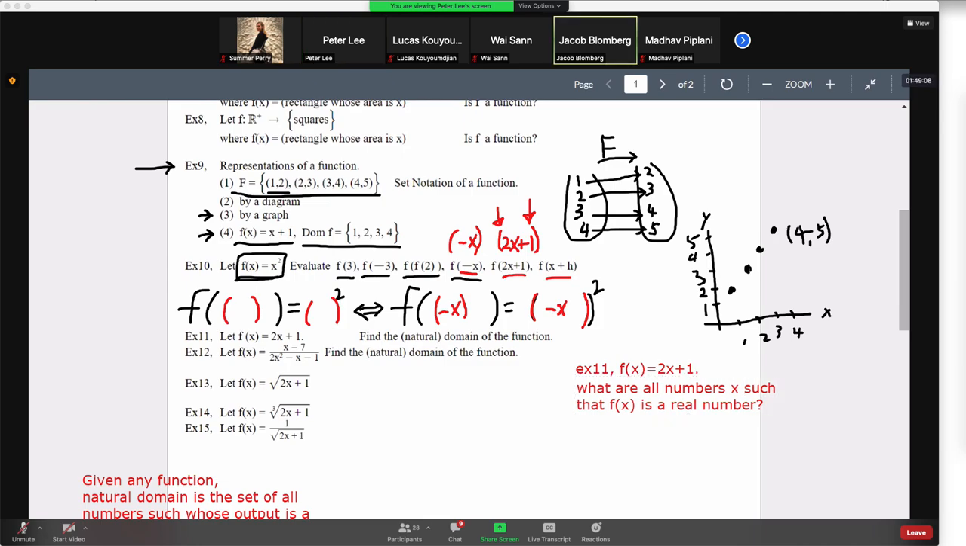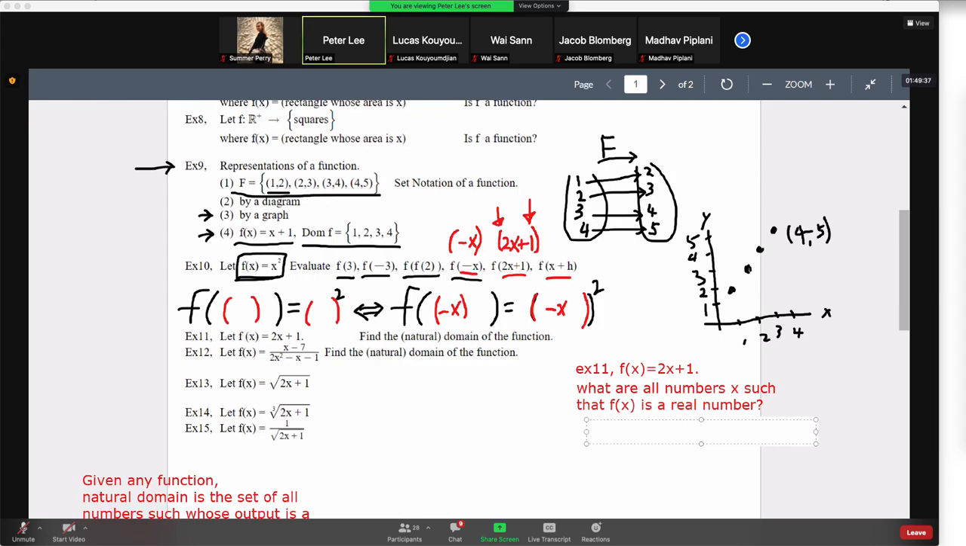1 could be. But now the question is, what are all the numbers? Not just one number. Yes, 1 is part of the natural domain. But can it be other numbers? What are all the numbers? That's what the question is. So basically the question is, can x be any number, or is there a number where x cannot be?